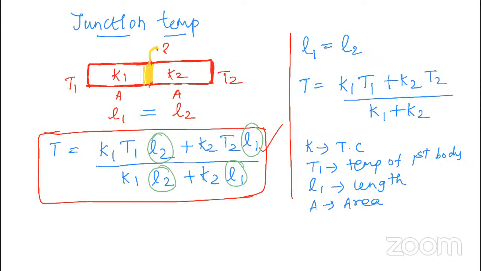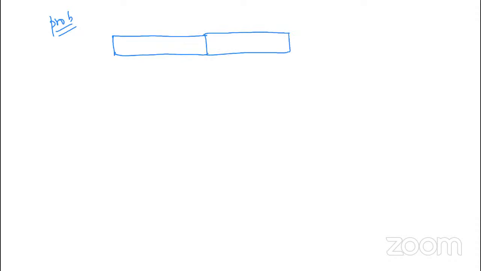So let us now go for the problems related to the formula. We are going to see an example of how to use this formula. Problem: two rods A and B are connected. Both of them are connected, and this is our junction.